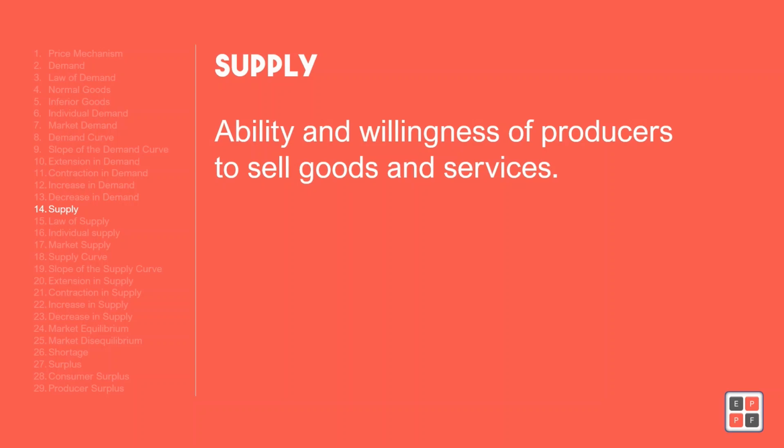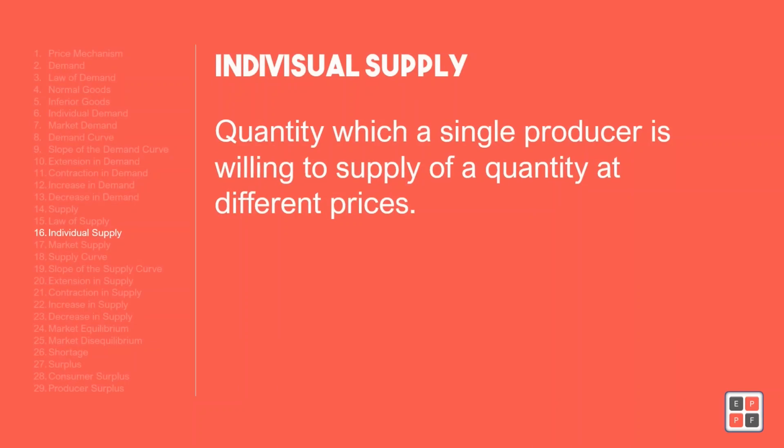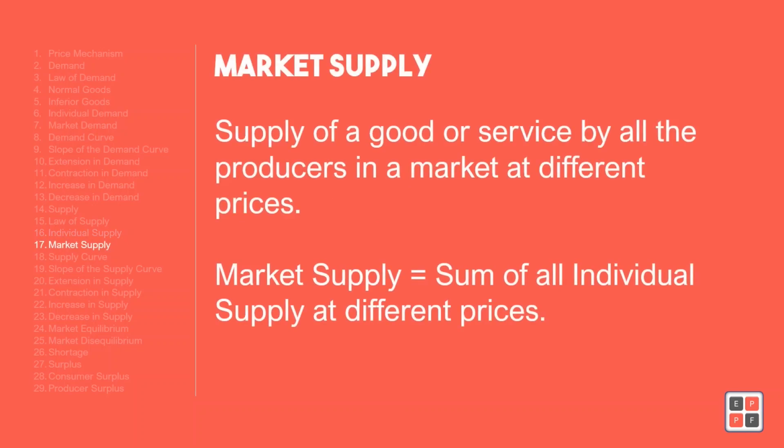Supply is the ability and willingness of producers to sell goods and services. The law of supply states that as price increases, the supply of a product will increase. Individual supply is the quantity which a single producer is willing to supply at different prices. Supply of a good or service by all the producers in a market at different prices is known as market supply. Market supply is the sum of all individual supply at different prices.